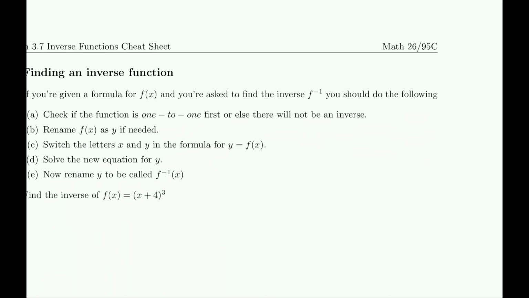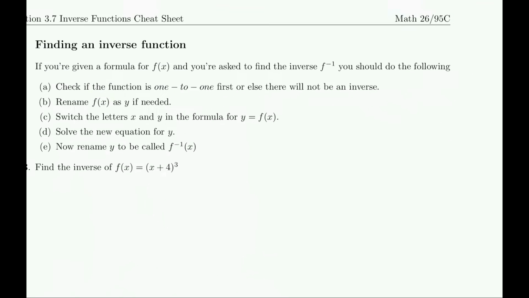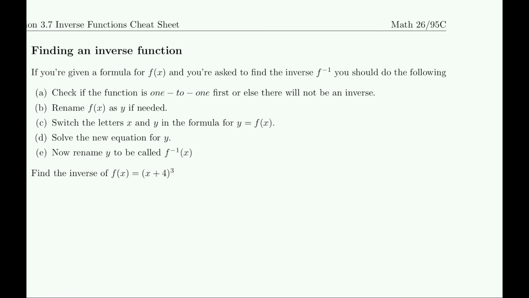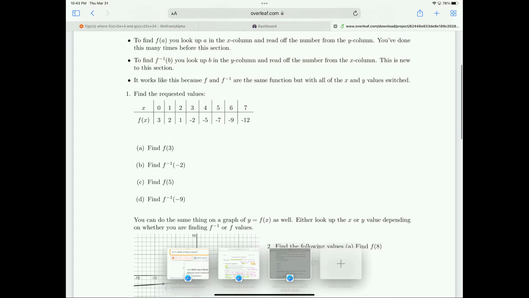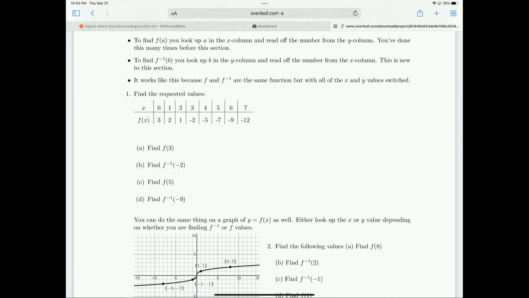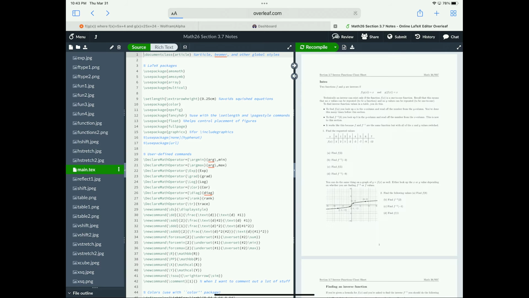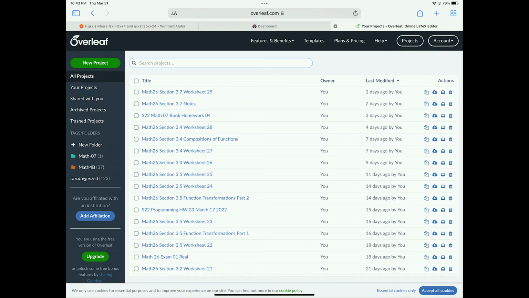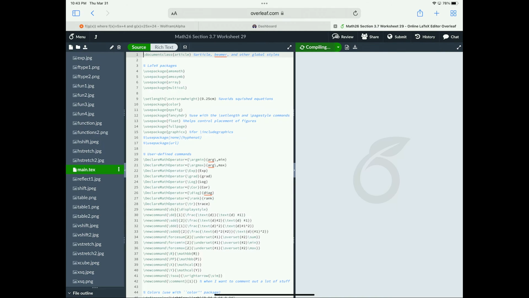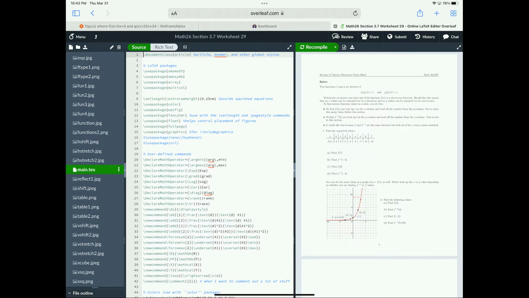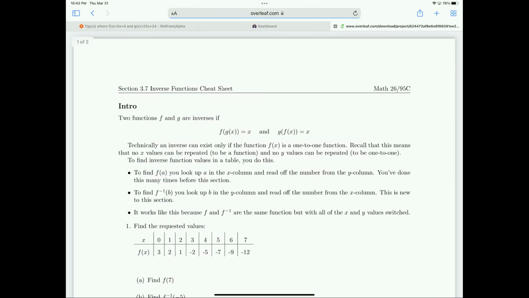Okay, so actually, you know what? Let me switch to a worksheet. This is going to take a second. Sorry. So let me back this up. This is where I type your notes. Let me find the worksheet that I used for this class.